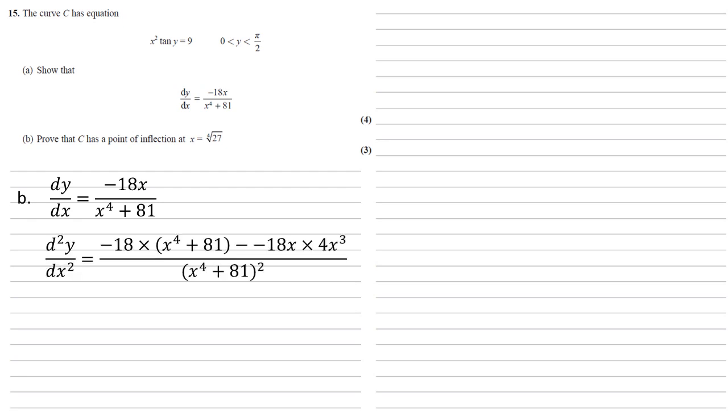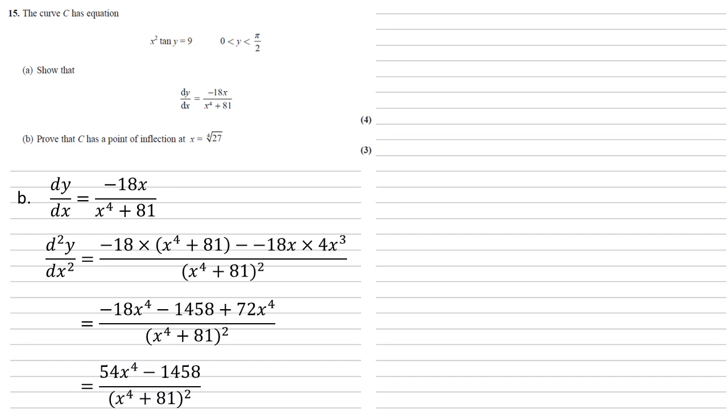So to get this, we've done the derivative of the numerator. So minus 18x has become minus 18 times by the original denominator, x to the 4 plus 81. Then we're taking away the original numerator times by the differential of the denominator. So that x to the 4 has become 4x cubed. This is all over the square of the original denominator. Simplifying the top, we get minus 18x to the 4 minus 1458 plus 72x to the 4 all over the square of x to the 4 plus 81.